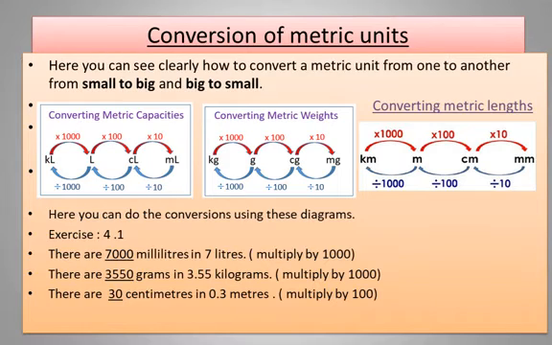So big to small, see the converting metric units of capacity. From liter to milliliter, what will we do? You have to multiply by 1000, because in between centiliter is coming. We didn't study centiliter, so we multiply directly by 1000. So 7 into 1000 you will get 7000. That means there are 7000 milliliters in 7 liters.